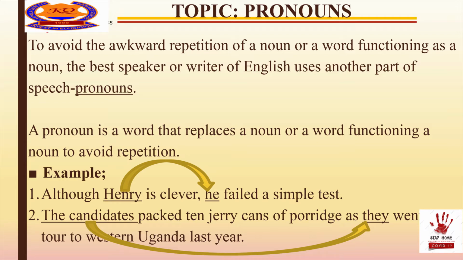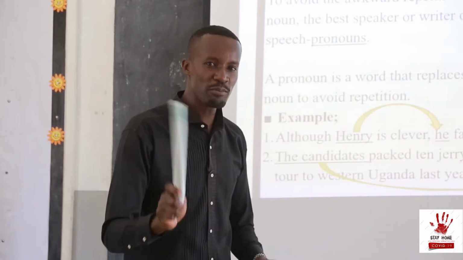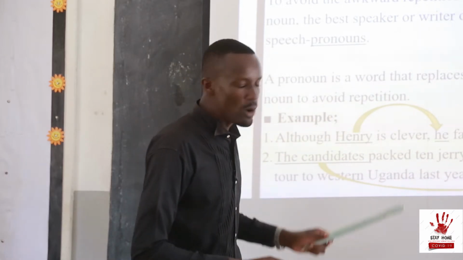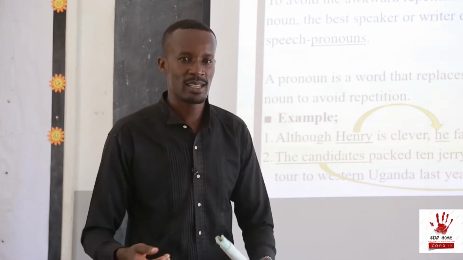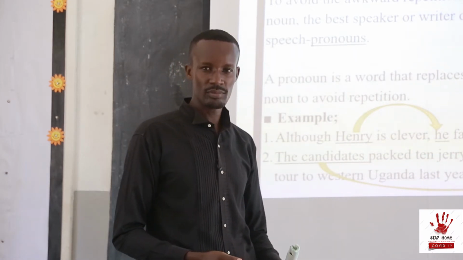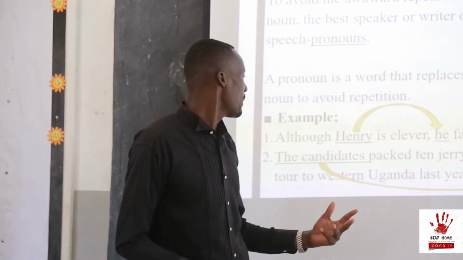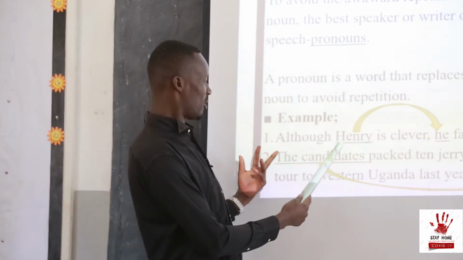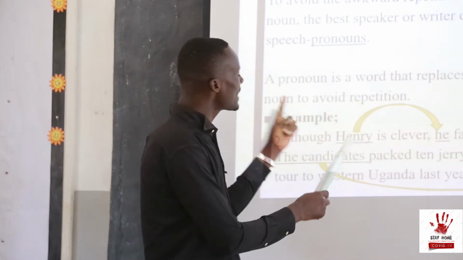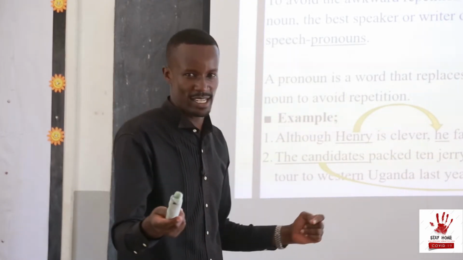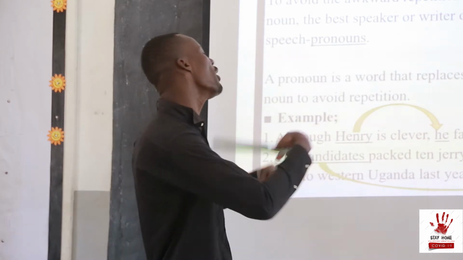Do we remember what nouns are? I'm sure yes. Nouns are words we use to name things, to name places, to name people. So if you are, for example, talking about Henry, you say, although Henry is clever, Henry failed a simple test. You hear? Although Henry is clever, Henry failed a simple test. Having the same name twice in a sentence, or even more than twice.